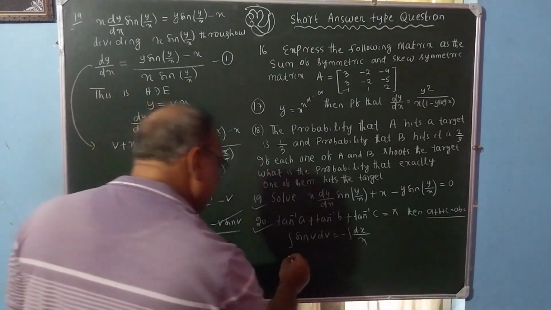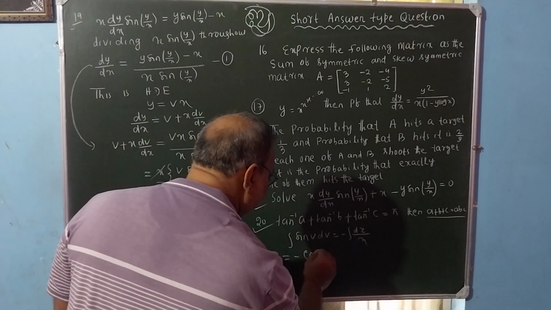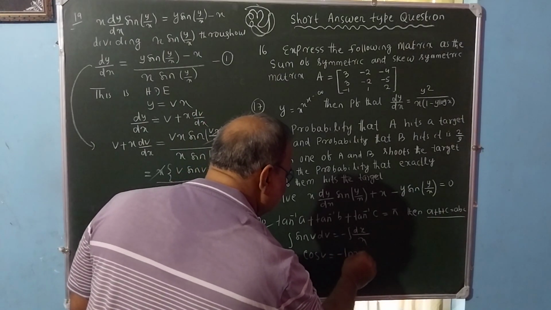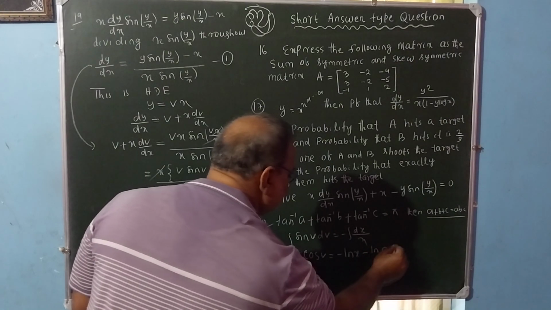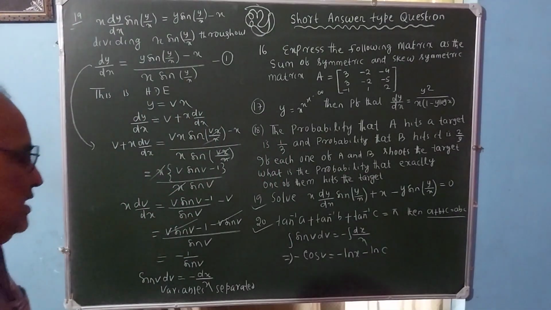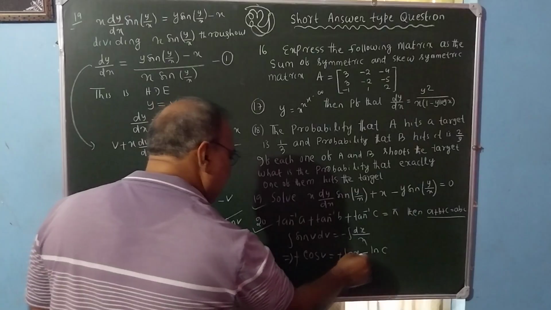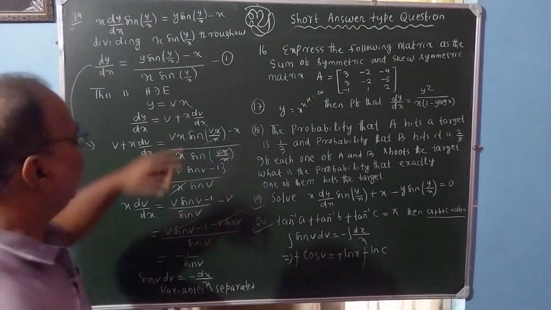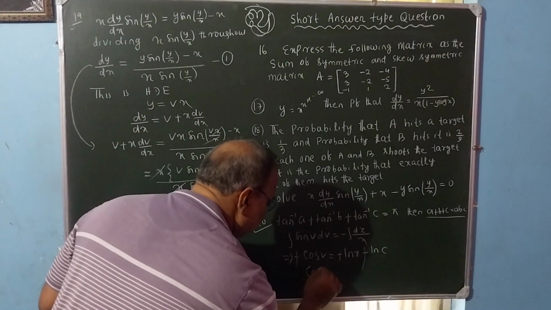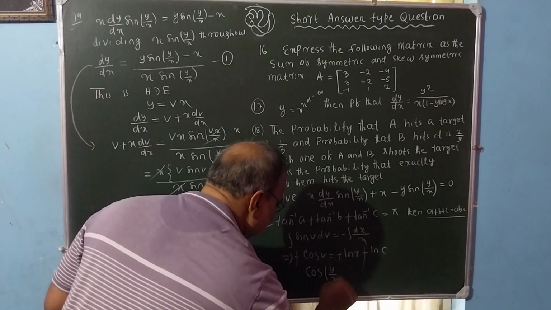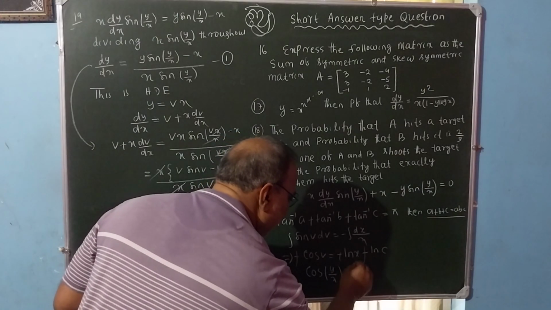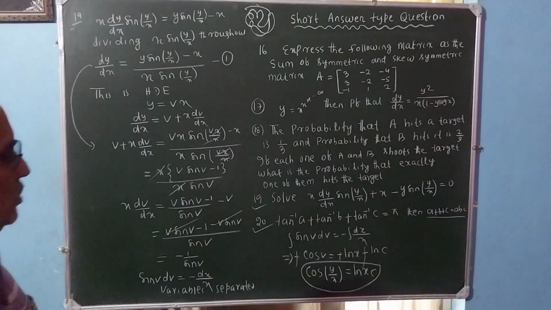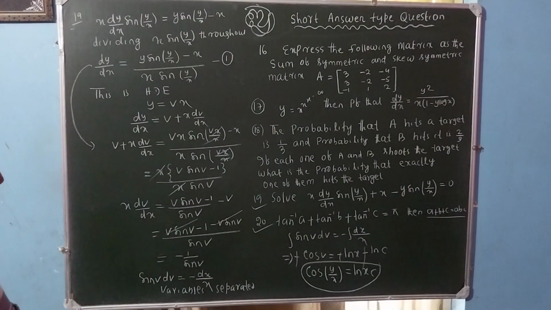Integration of sin V is minus cos V. Integration of dx by x is minus ln x. Here it is minus ln c, I am putting there. Okay, so now the minus cancels. Then we have to put V is equal to y by x. So write down cos of y by x, ln a plus ln b is ln ab. So this is the answer of the question.